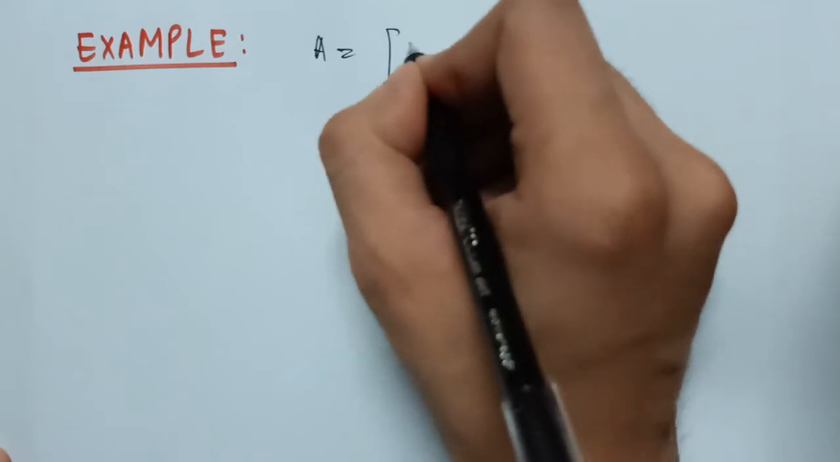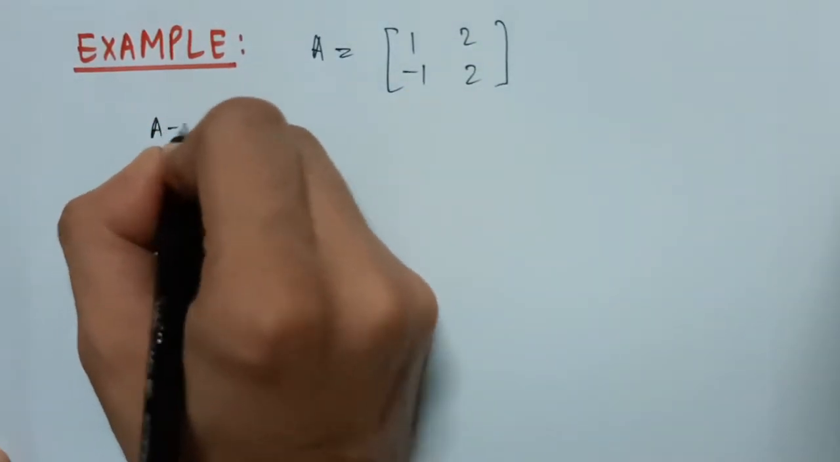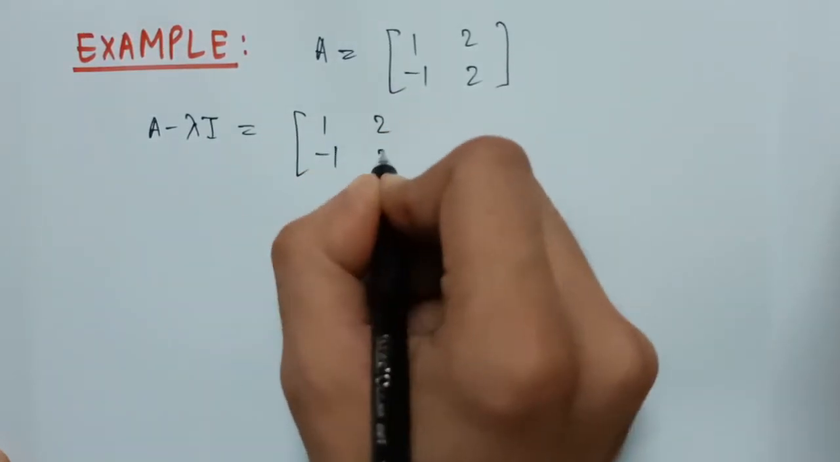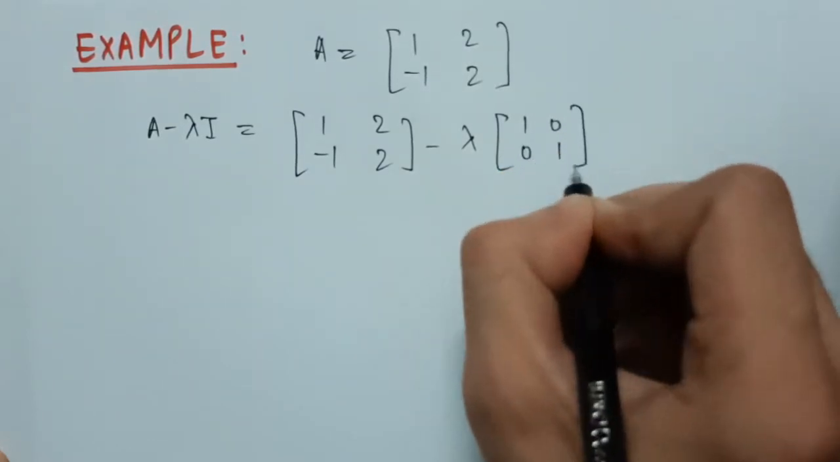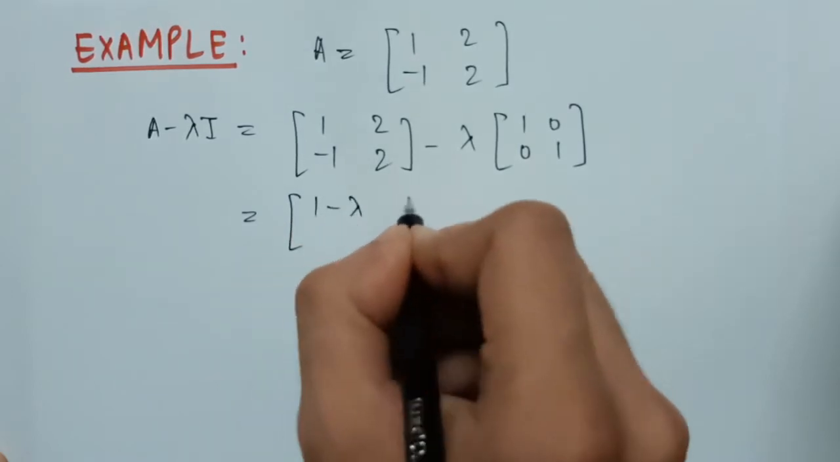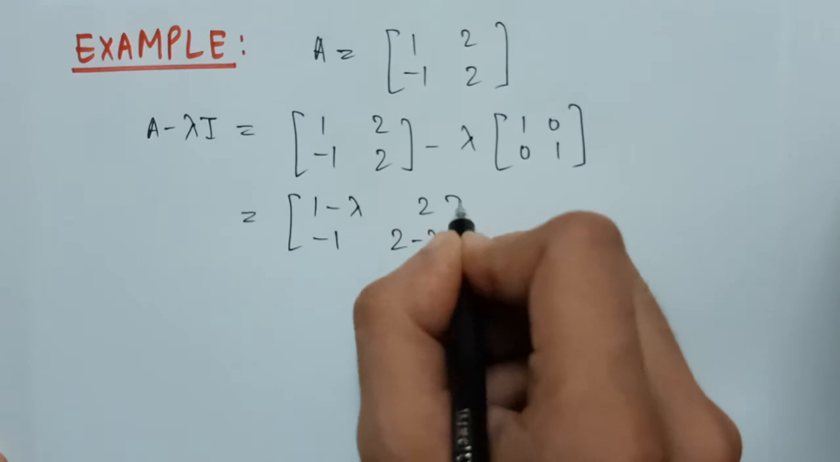Now let us consider an example. Let A be a given matrix which is equal to 1, 2, minus 1, 2. So A minus lambda I will be equal to 1, 2, minus 1, 2, minus lambda into identity matrix 1, 0, 0, 1. And now it will be equal to 1 minus lambda, 2, minus 1, 2 minus lambda.